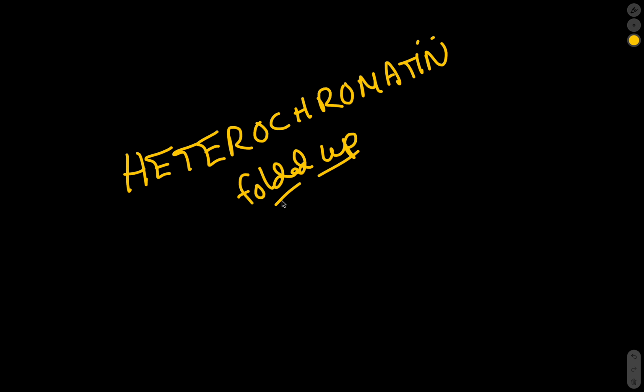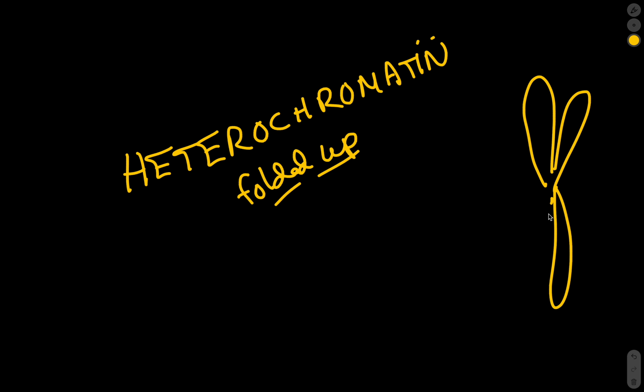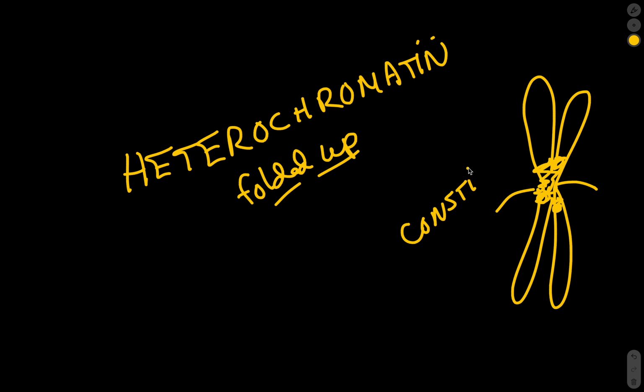And there are two types of heterochromatin. When we look at a chromosome, here near the center, there are no genes because this is just a structural region at the centromere. And this is called constitutive heterochromatin. It's always closed. Constitutive heterochromatin.